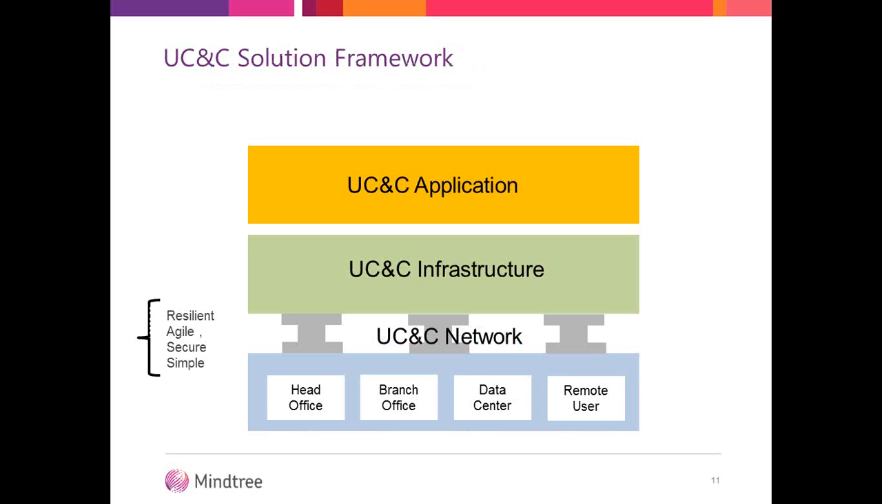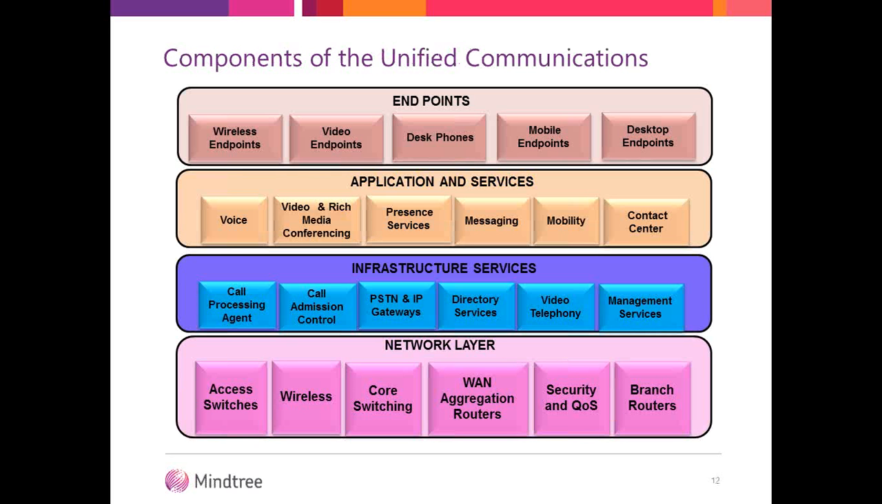This layer provides you a binding mechanism, where you can bind your network with your application. And the top layer is the application layer. This is the layer where all your UC&C applications are going to sit. It includes your voice messaging, your mobility services, contact center applications, and many more. So all these applications are going to sit at this place. Now let us see what the different blocks of each layer are.